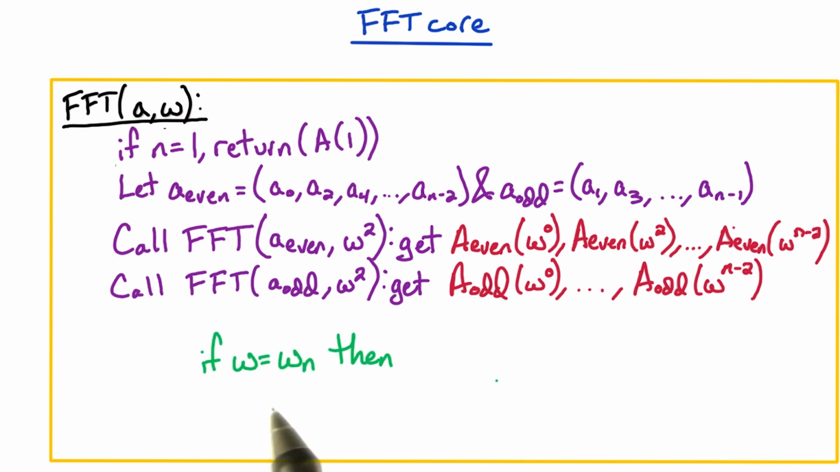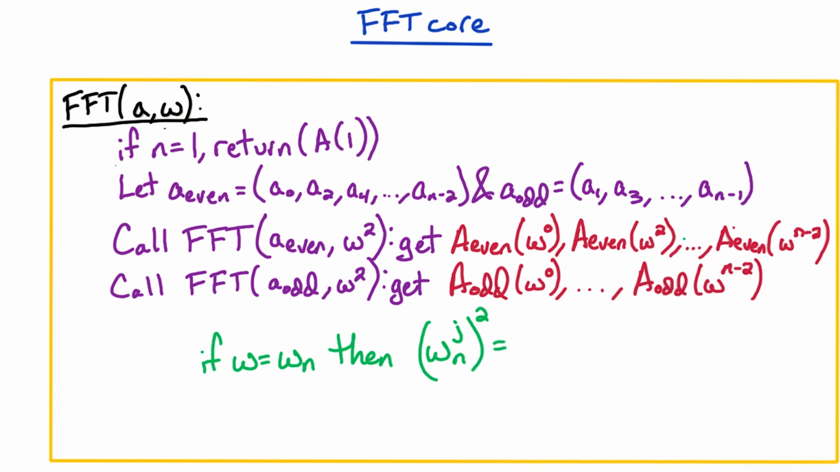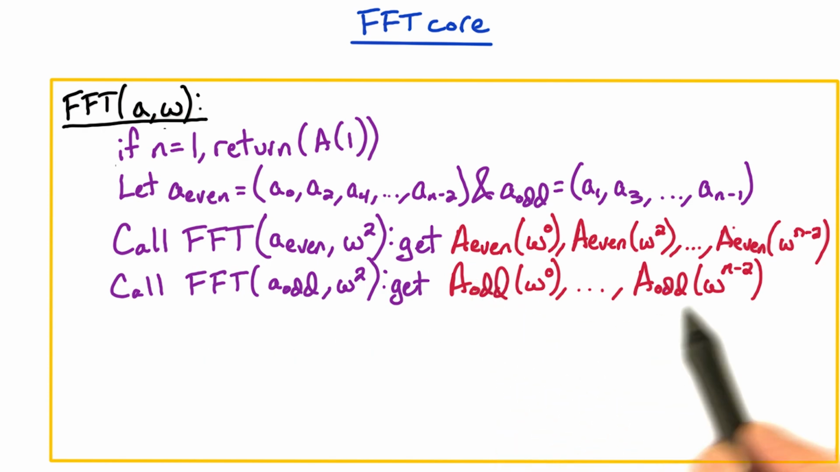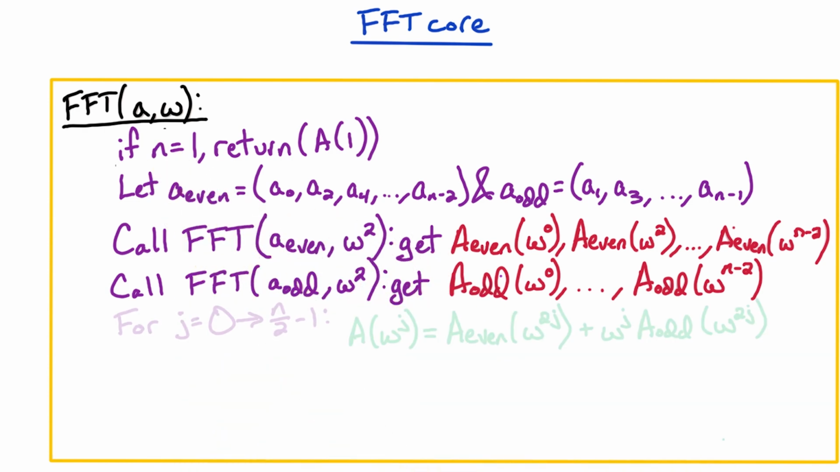Notice that if omega equals omega sub n, then the jth of these points squared, this is the jth point in this sequence, or actually the j plus first. This is omega sub n over 2 to the jth power. So this is the jth, or j plus first, of the n over second roots. Now using these values for a even and a odd, we can get a at the nth roots of unity.